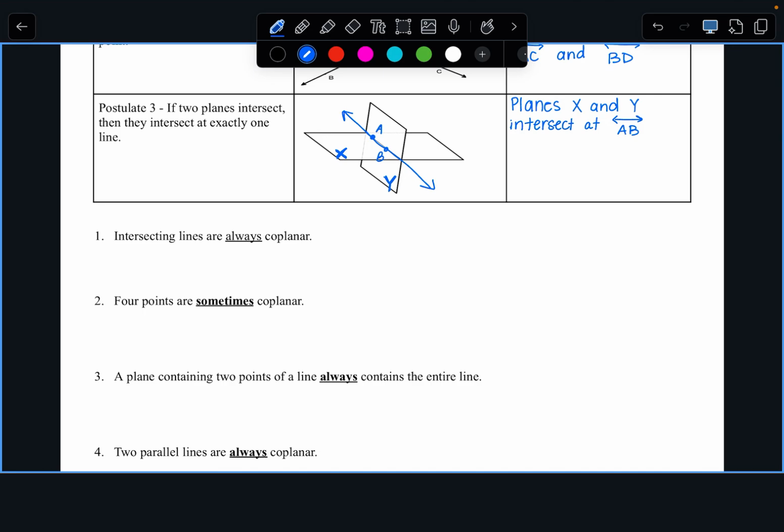4 points are sometimes coplanar. You could have 3 points from one line and a point from another, or 4 different points just all on the same plane. A plane containing 2 points of a line is always going to contain the entire line. Parallel lines are always coplanar. There is always some plane that goes through those parallel lines.